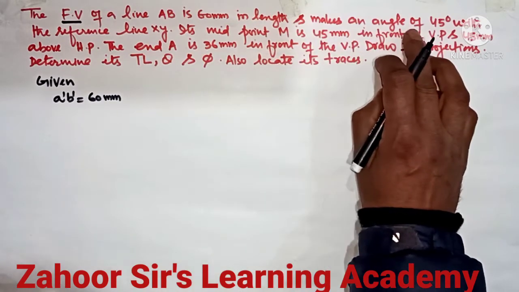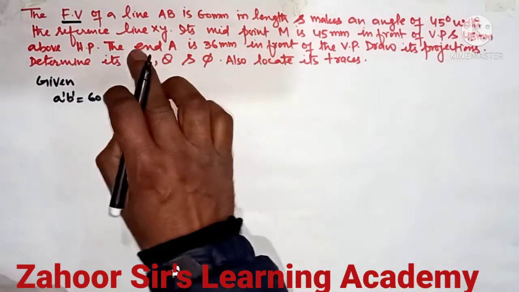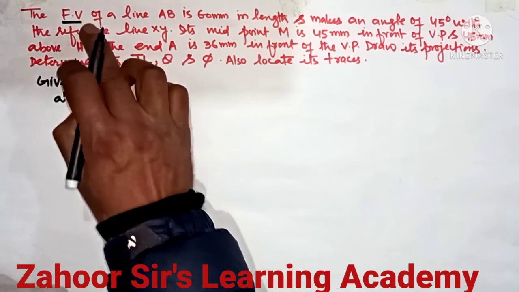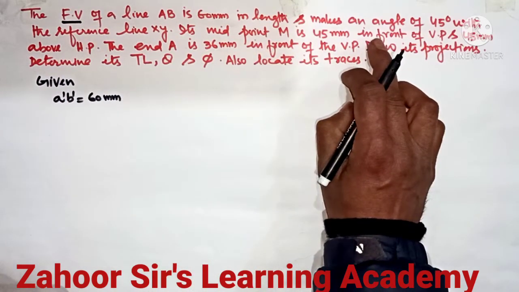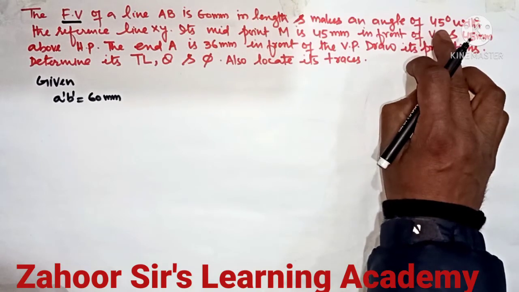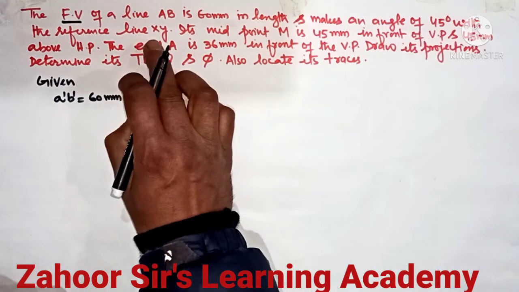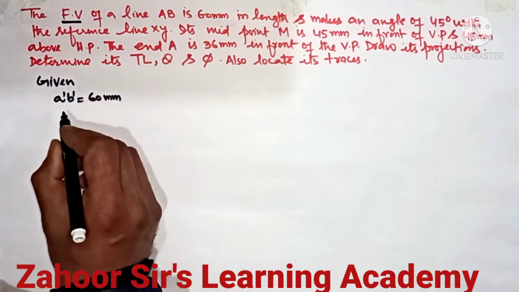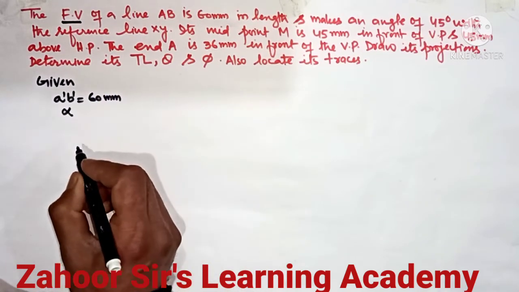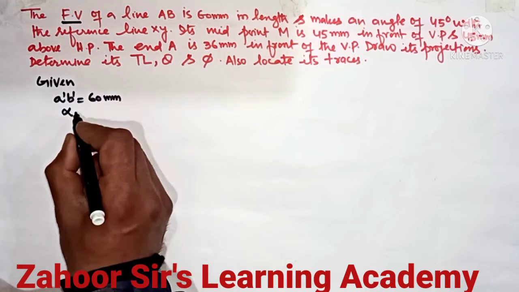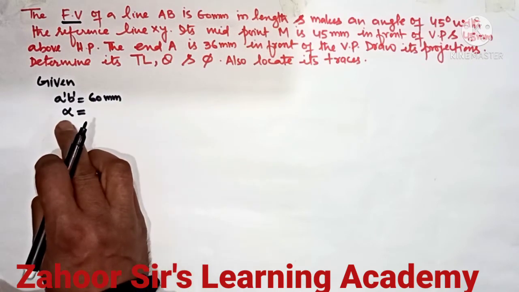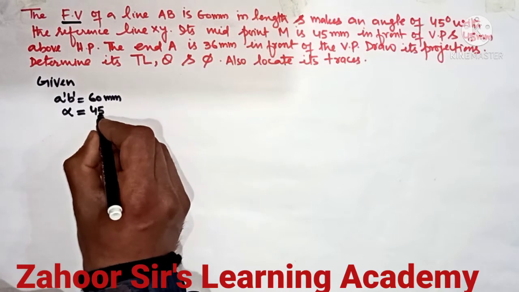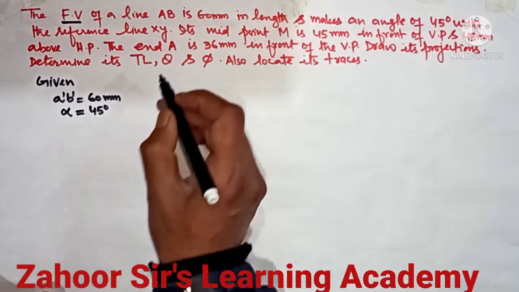and makes an angle of 45 degrees with the reference line XY. That front view is making an angle. That angle is 45, made with the XY line. If you know, the front view makes an angle with the horizontal plane, and that angle is kept as alpha. That angle is given, that is 45 degrees.